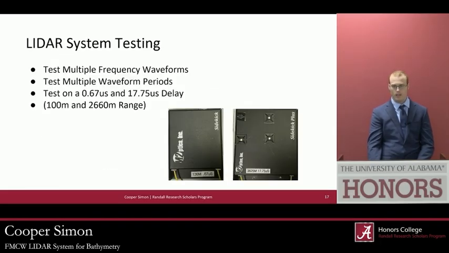A focus has been testing the frequency waveforms and different periods for the waveform on 2 different delay lines to see what provides the best accuracy. The two delay lines are a 0.67 microsecond and a 17.75 microsecond delay line, which correspond to ranging a target at 100 meters and 2.6 kilometers respectively.